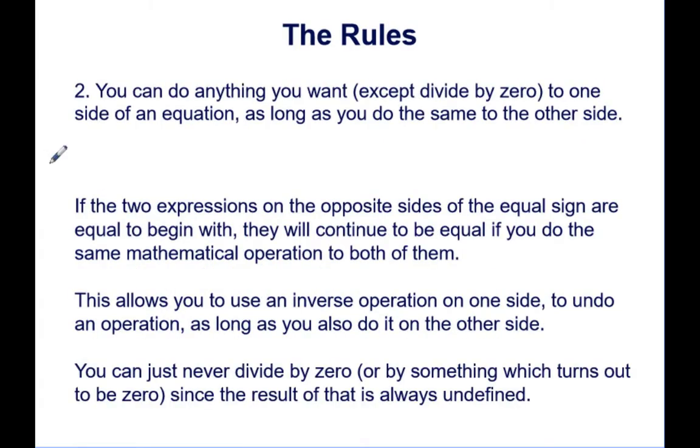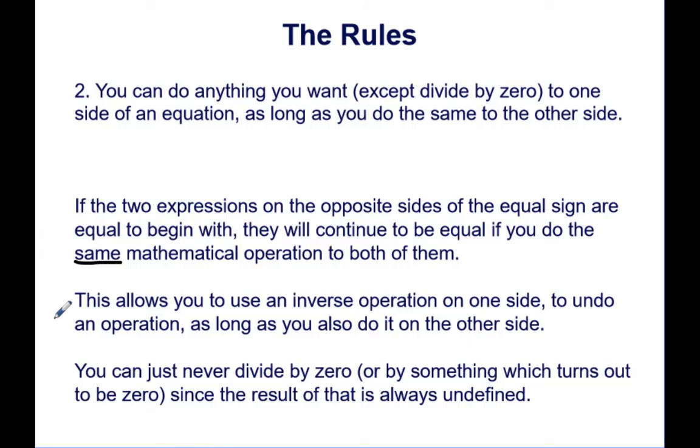The second rule is you can do anything you want except divide by 0 to one side of an equation as long as you do it the same to the other side. You have to keep your equation balanced. If the two expressions on the opposite sides of the equal sign are equal to begin with, they will continue to be equal if you do the same mathematical operation to both of them. This allows you to use an inverse operation on one side to undo an operation as long as you also do it to the other side.